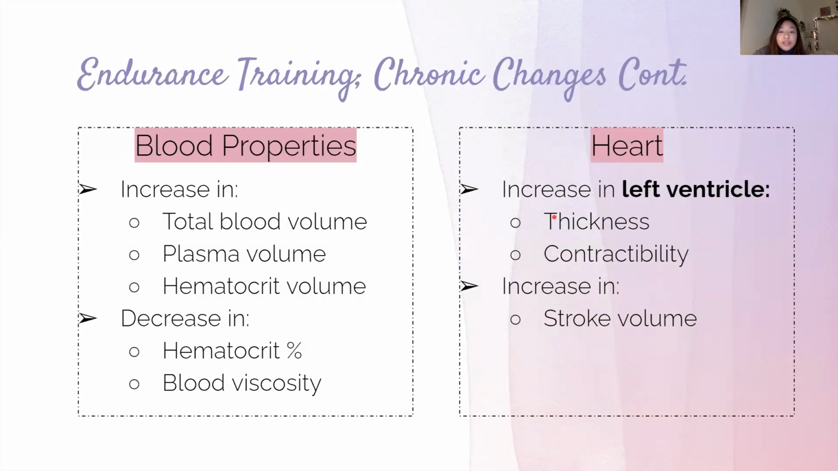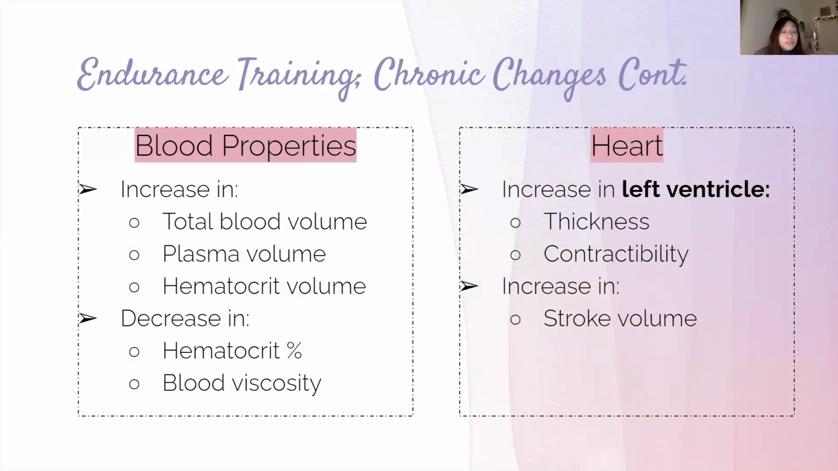All right, so more chronic changes that happen during endurance training. There is an overall increase in plasma blood cells post-training, but the percent of red blood cells is less than pre-training. So this results in less viscosity, which allows for faster blood flow because we want more blood bringing in oxygen to our muscles.